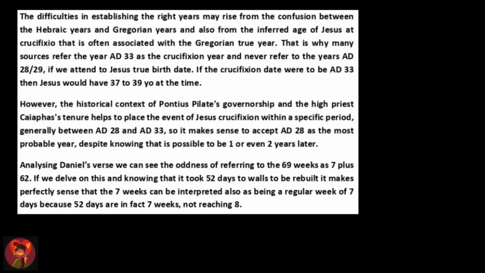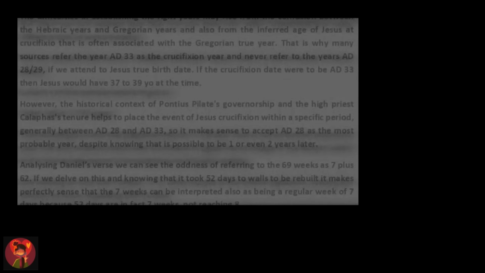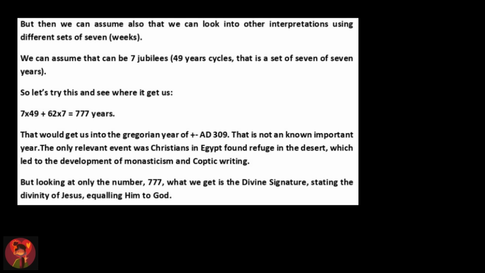Analyzing Daniel's verse, we can see the oddness of referring to the 69 weeks as 7 plus 62. If we delve into this, and knowing that it took 52 days for the walls to be rebuilt, it makes perfect sense that the 7 weeks can be interpreted also as being a regular week of 7 days, because 52 days are in fact 7 weeks, not reaching 8. But then we can assume also that we can look into other interpretations using different sets of 7 weeks.